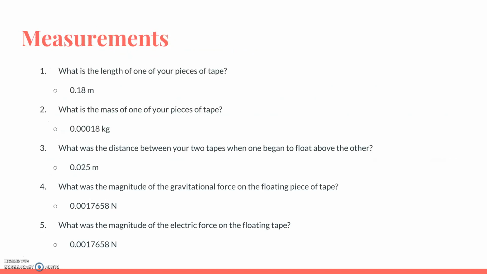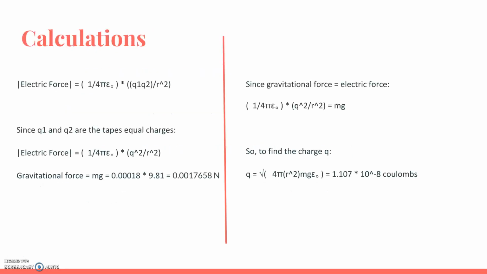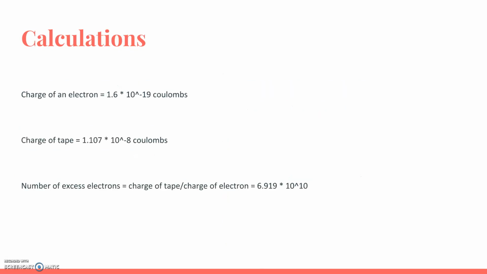So my measurement was 0.18 meters of the tape. Then I was able to use that to calculate the mass. And from the mass, I was able to measure the distance between the two tapes that were floating from each other. And then from that, I was able to use the gravitational equation to find the gravity that's pushing down on it. Since by Newton's third law the electrical force is the same as the gravitational force, I calculated the electrical force with this equation, plugged in gravity and found the charge by rearranging the equation: 1.107 times 10 to the negative 8th coulombs.